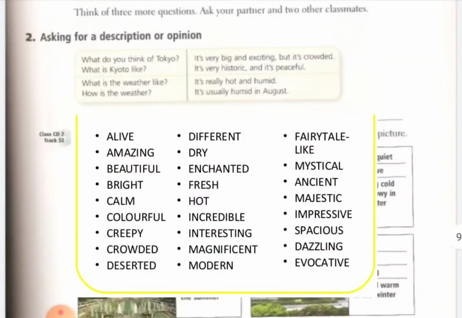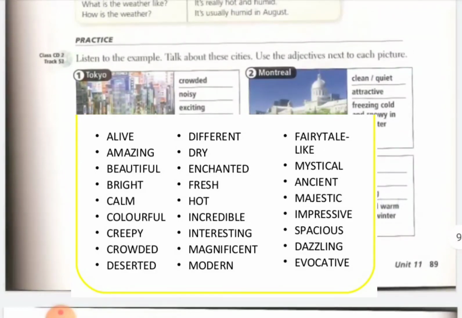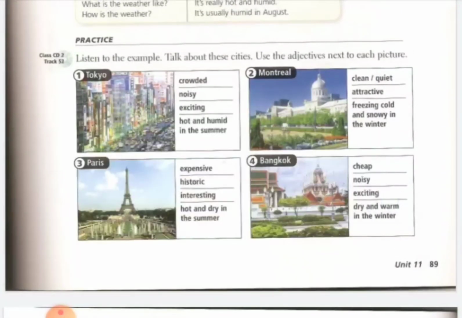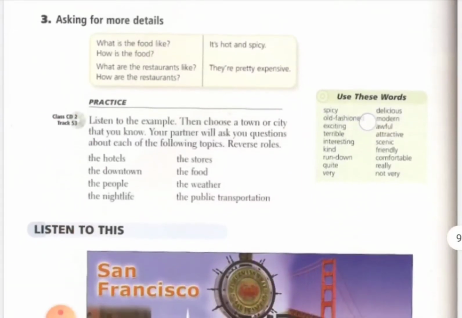When I edit this video, I will insert a list of adjectives that are typically used to describe places and locations. Okay, we also did this exercise in which we have a number of adjectives, and you have to use these adjectives to describe specific places and cities. We also go into detail when we speak about cities and places.